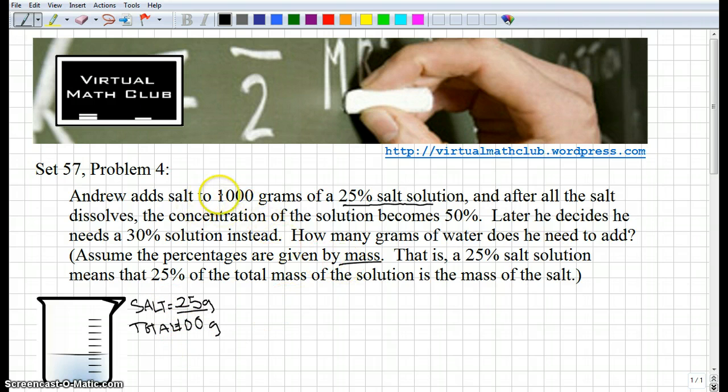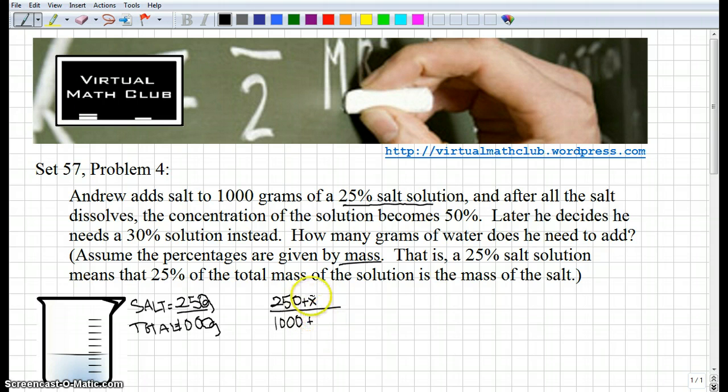Now, if we've got 1,000 grams total, so we just add a 0 here, that means we have 250 grams of salt. So what we're starting out with is 250 grams of salt and 1,000 grams total, which includes the water and the salt. And we're going to add salt to it. So we add some salt and it becomes 50%. So we add x grams of salt.